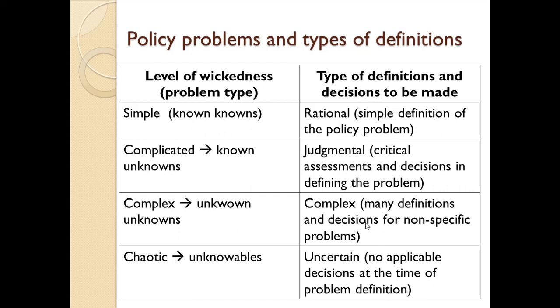Under complex, many definitions and many decisions are there, and there are no specific problems, because the problems are many and also accumulating into other problems. One problem leads to another, and then another, and therefore you find policymakers trying to define one in a complex system, which makes it difficult to define a certain problem. Under chaotic, of course, we don't know anything, so there are no applicable decisions at the time of problem definition. Particular actions must be taken to see if any changes happen, and then a problem can be defined from there.